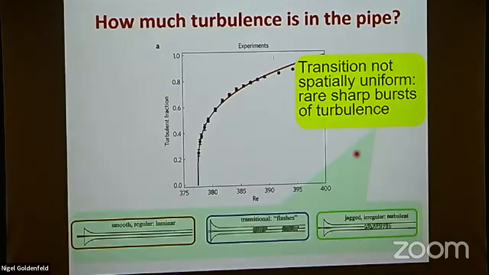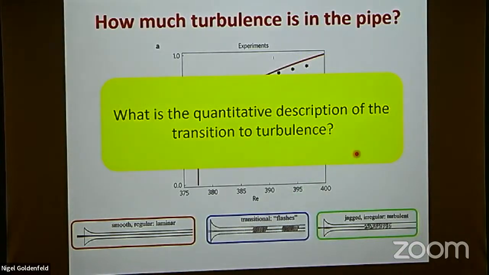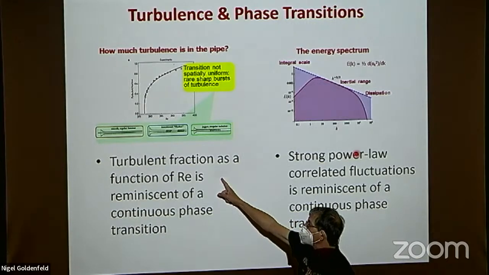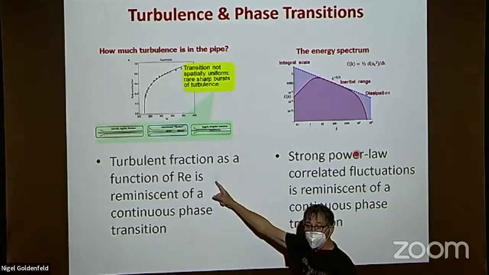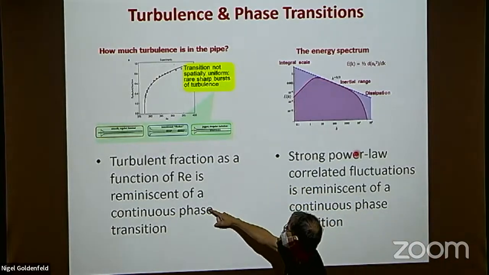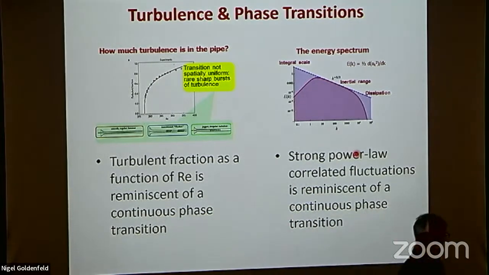Okay, so again, as I've said, the transition is not spatially uniform. There's rare, sharp bursts of turbulence. So now we know two things. I've shown you two stylized facts. One is the turbulent fraction as a function of Reynolds number. And you may look at that and you may say, wait, Nigel likes phase transitions. So maybe he's thinking that this is a phase transition. So you're right. And this looks like how the order parameter varies as you go through a second order phase transition. The other thing you'll see is that if I look at the energy spectrum, when I'm measuring this, what I'm really measuring is, of course, an average.